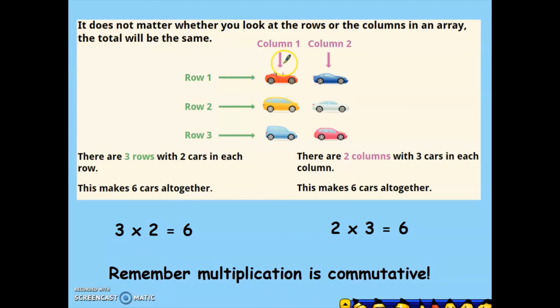We could count 3 add 3 equals 6, or we could count up in our 2's going across the rows, 2, 4, 6. Whichever way you do it, if you look at the rows or if you look at the columns, it will make the same total.